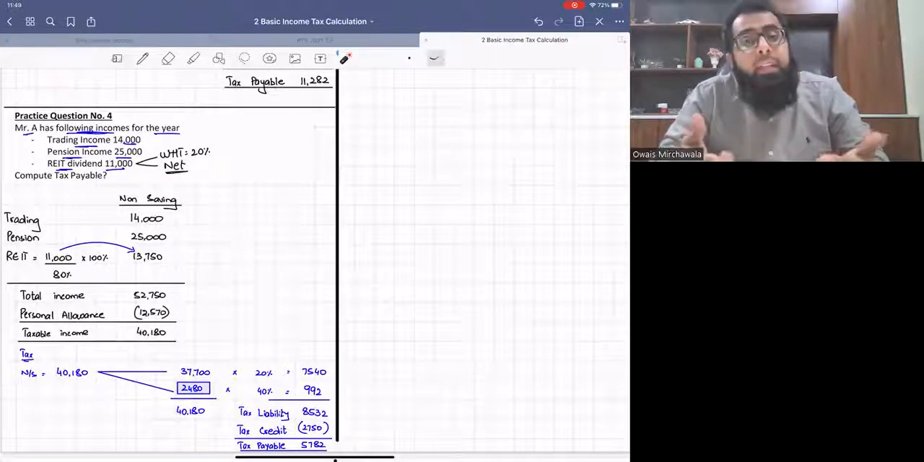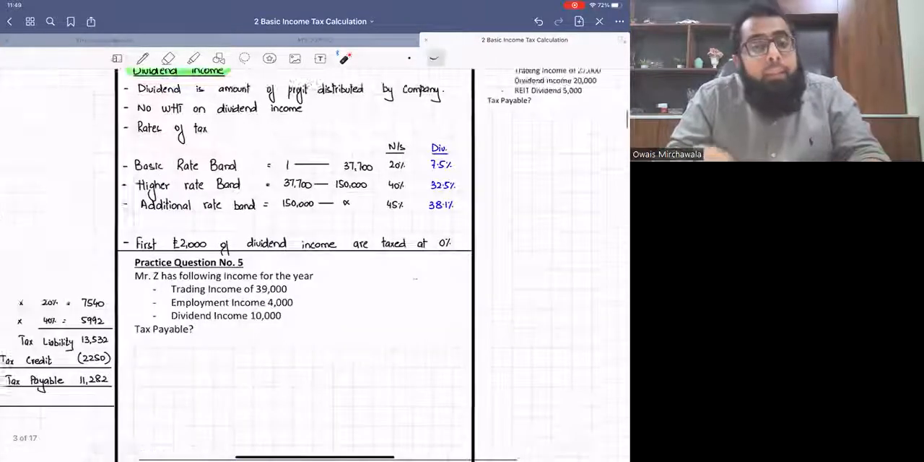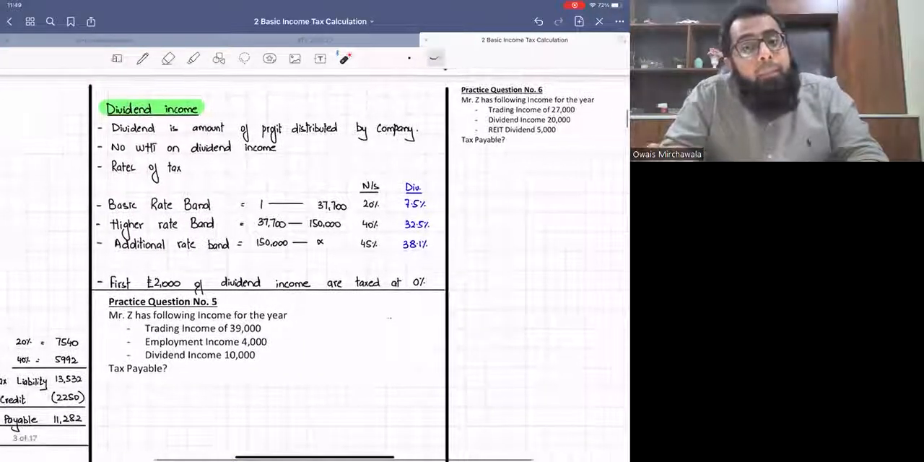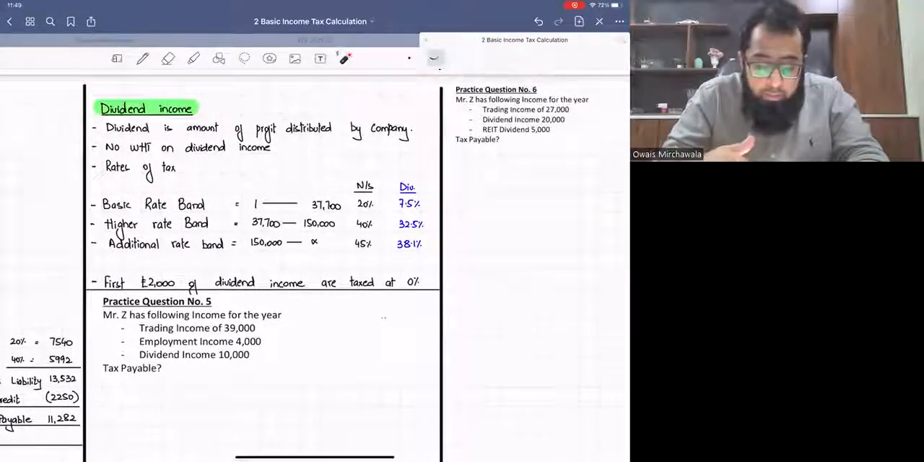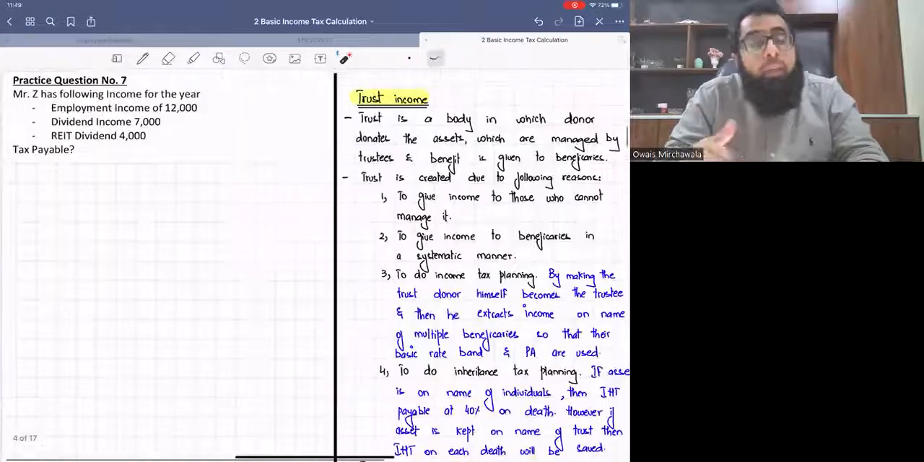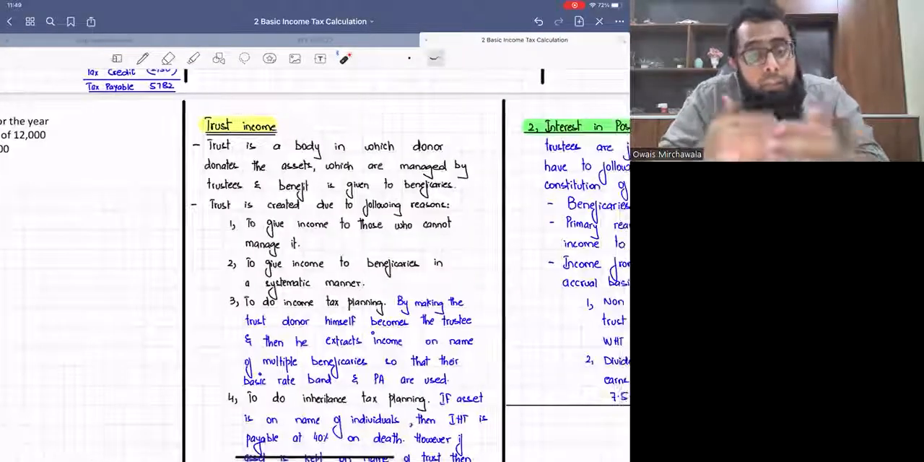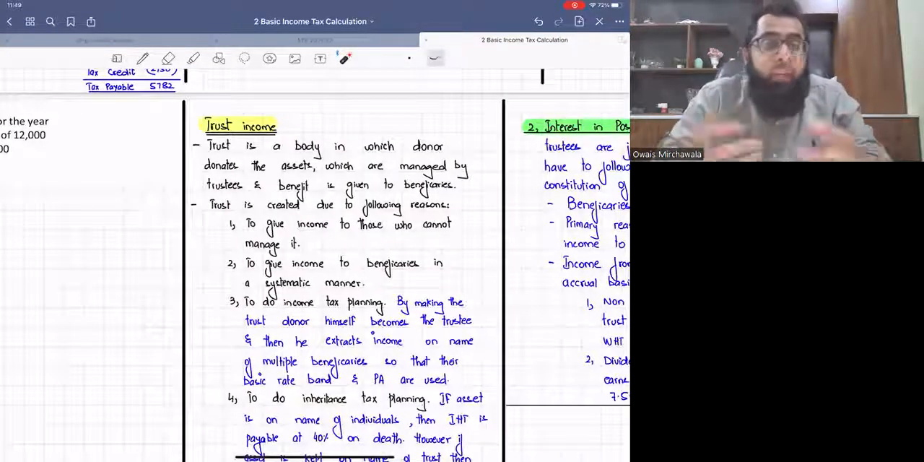In the next meeting, we will move towards the dividend income. Then once done with dividend, we will move towards trust income. So this is how we keep on progressing.